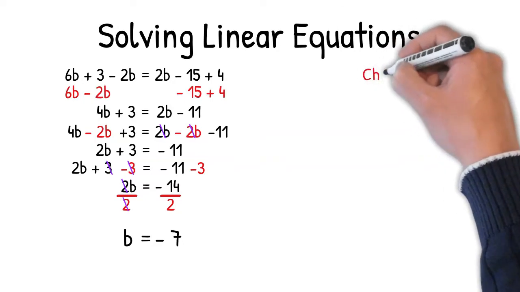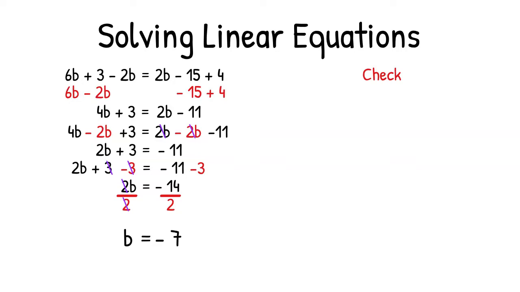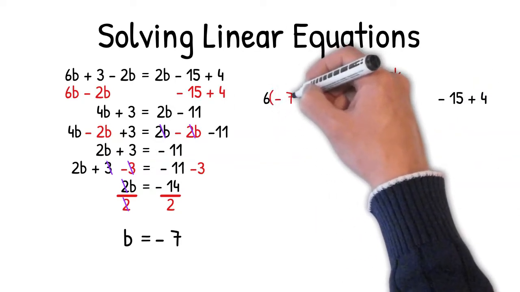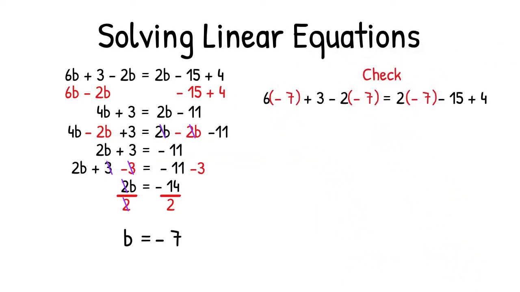Step number 4, check. Probably you could do this check in your head, but I'm going to show it. Take the original equation and substitute negative 7 in place of b. Simplify using the order of operations. Parentheses are first. The parentheses that we have are used to indicate that the number is a negative 7. There is nothing else to complete inside of the parentheses. Next is exponents. Since this is a linear equation, we don't have exponents.